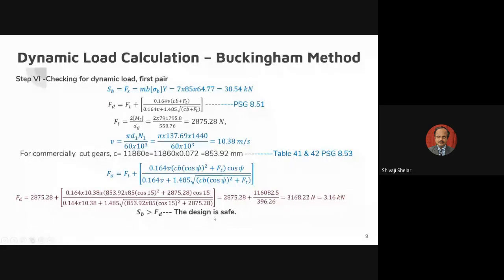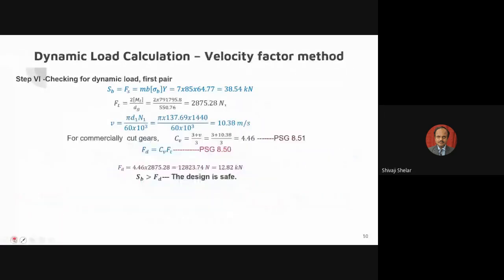So the design is set. It is not failing in this. So next, go to the dynamic load calculation by the velocity factor method. Many times we need to cross-check with both the methods. So I am checking now with the velocity factor, checking for dynamic load.